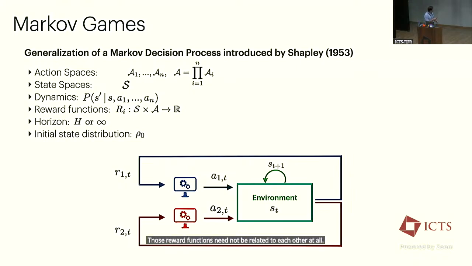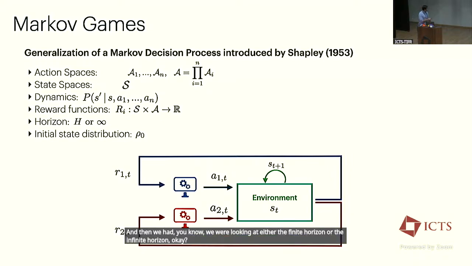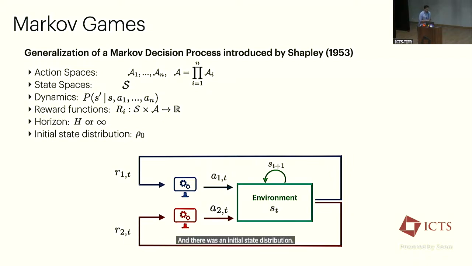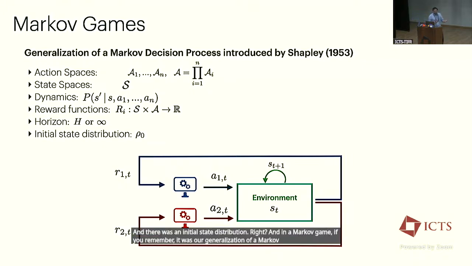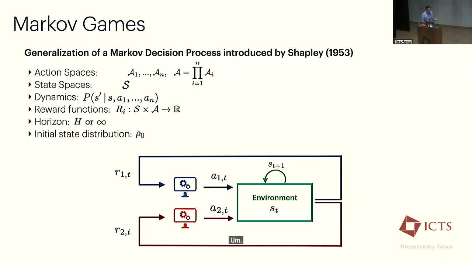And then we were looking at either the finite horizon or the infinite horizon case, and there was an initial state distribution, right? And a Markov game, if you remember, was our generalization of a Markov decision process, which is what normal or single agent reinforcement learning takes place in.